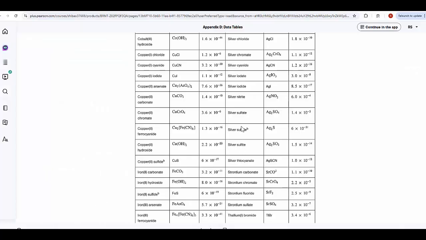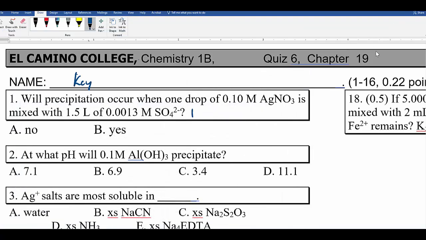So looking it up, silver sulfate is here, Ag2SO4. So 1.4 times 10 to the minus 5 is the KSP. I'll write that here. KSP, 1.4 times 10 to the minus 5. And we'll have to check to see. The KSP equation is just going to be Ag2SO4 solid goes to 2Ag plus plus SO4 2 minus.